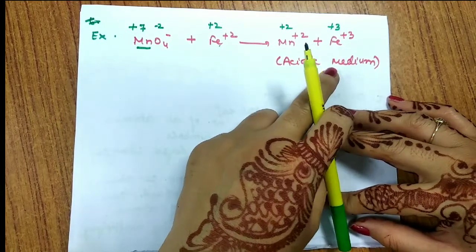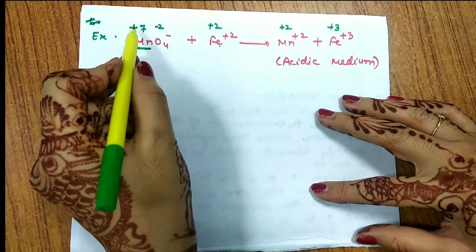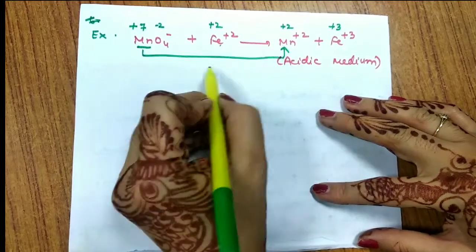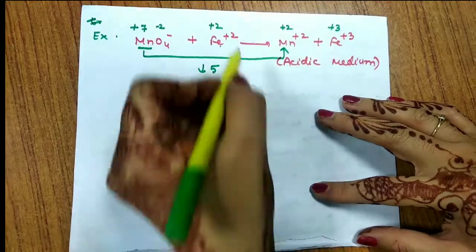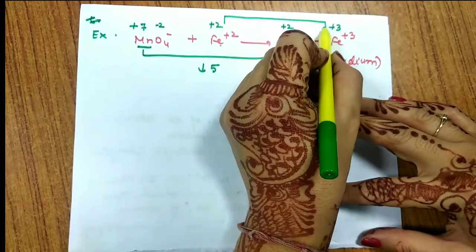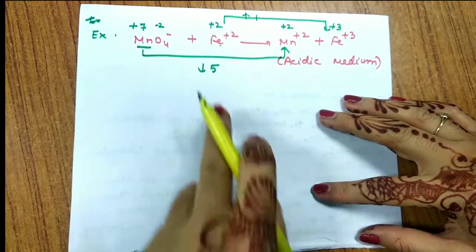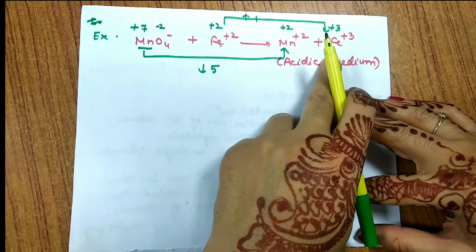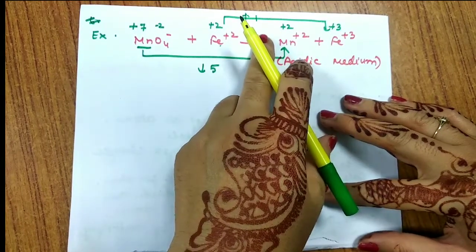Now indicate the increase or decrease in oxidation number. I can find that manganese changes from +7 to +2. So manganese showed a decrease in oxidation number from +7 to +2, that means by 5, whereas iron shows an increase in oxidation number from +2 to +3, that means by 1. So decrease by 5, increase by 1. Only a single atom has been involved, so per atom the decrease is by 5 and the increase is by 1.